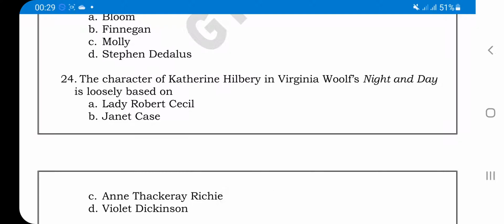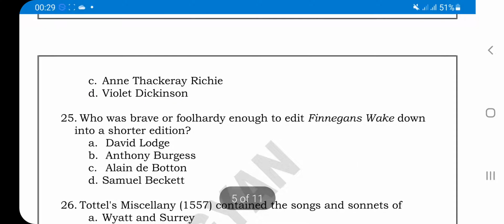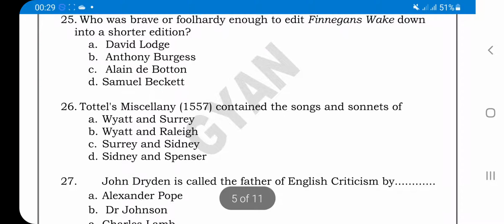We cannot know all the answers, right? But we can try. The character of Catherine in Woolf's Night and Day is loosely based on. This is quite interesting. Who was brave and foolhardy enough to edit Finnegans Wake down to the shorter edition? This question is really good.